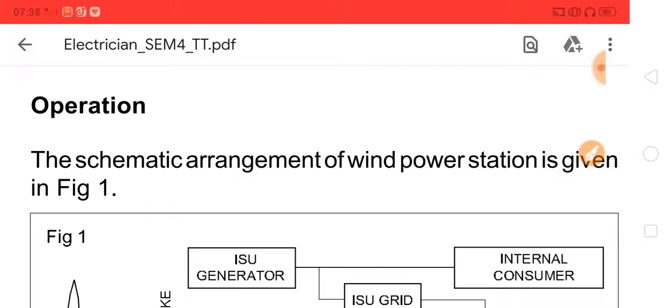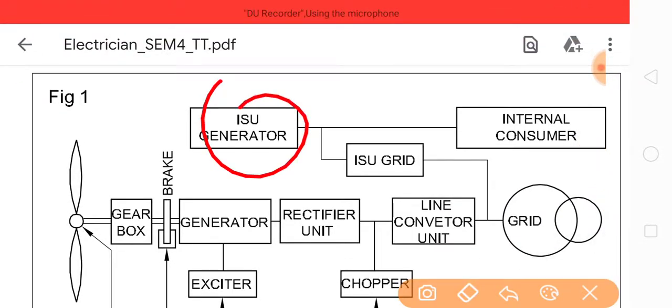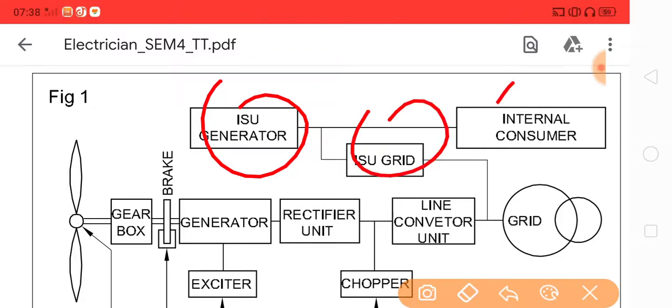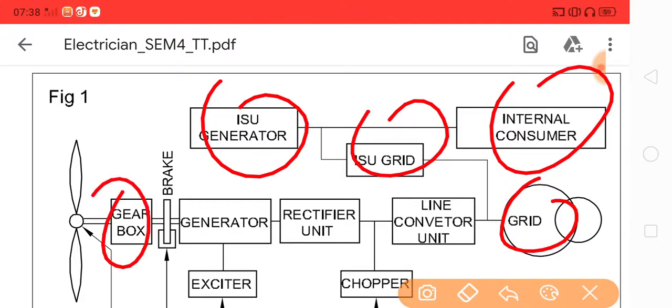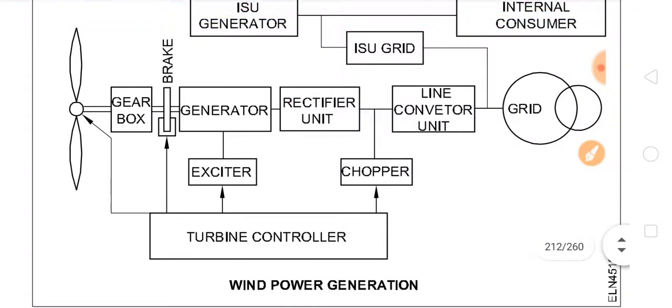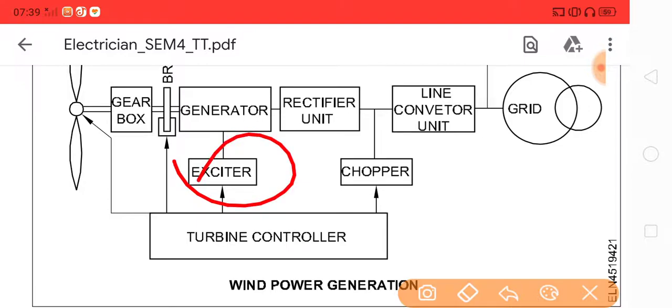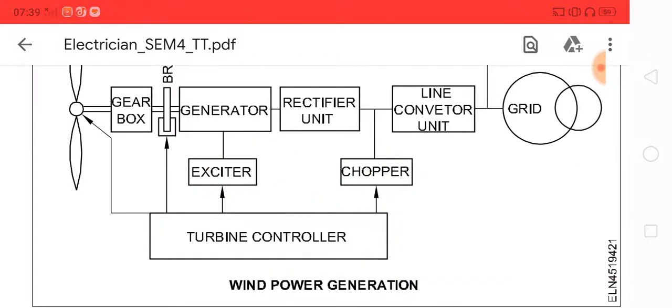So this is the given ISU, generator and grid, internal consumer, and this is the connection to the grid. This is a gearbox, connected to a brake, and again connected to the generator, rectifier unit, and line converter unit. The generator is connected to the exciter, the rectifier is connected to the chopper, and this is the connection of the turbine controller.